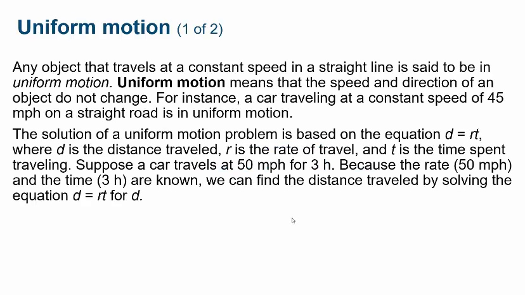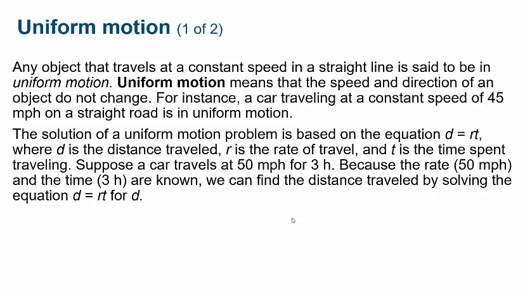All right, let's talk about uniform motion now. So any object that travels at a constant speed in a straight line is said to be in uniform motion. So constant speed, straight line. Uniform motion means that the speed and direction of an object do not change. For instance, a car traveling at a constant speed of 45 miles per hour on a straight road is in uniform motion. So the solution of a uniform motion problem is based on the equation D is equal to R times T. So distance is equal to rate times time.